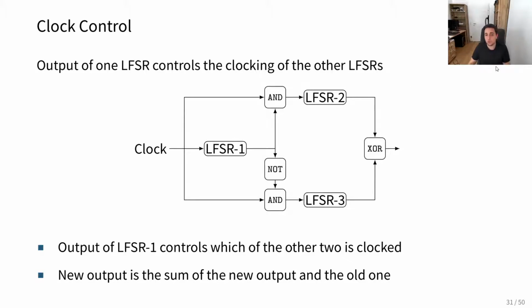And what we could also do is something more complex, but essentially the same effect. So we could use three LFSRs, where one is essentially used to decide which of the other two LFSRs is chosen for the next bit. And this is the circuit, and essentially the clock here decides which of these LFSRs is chosen, and then this is the output. So the new output is the sum of the new output and the old one. And this is another way of increasing the complexity of the final sequence.